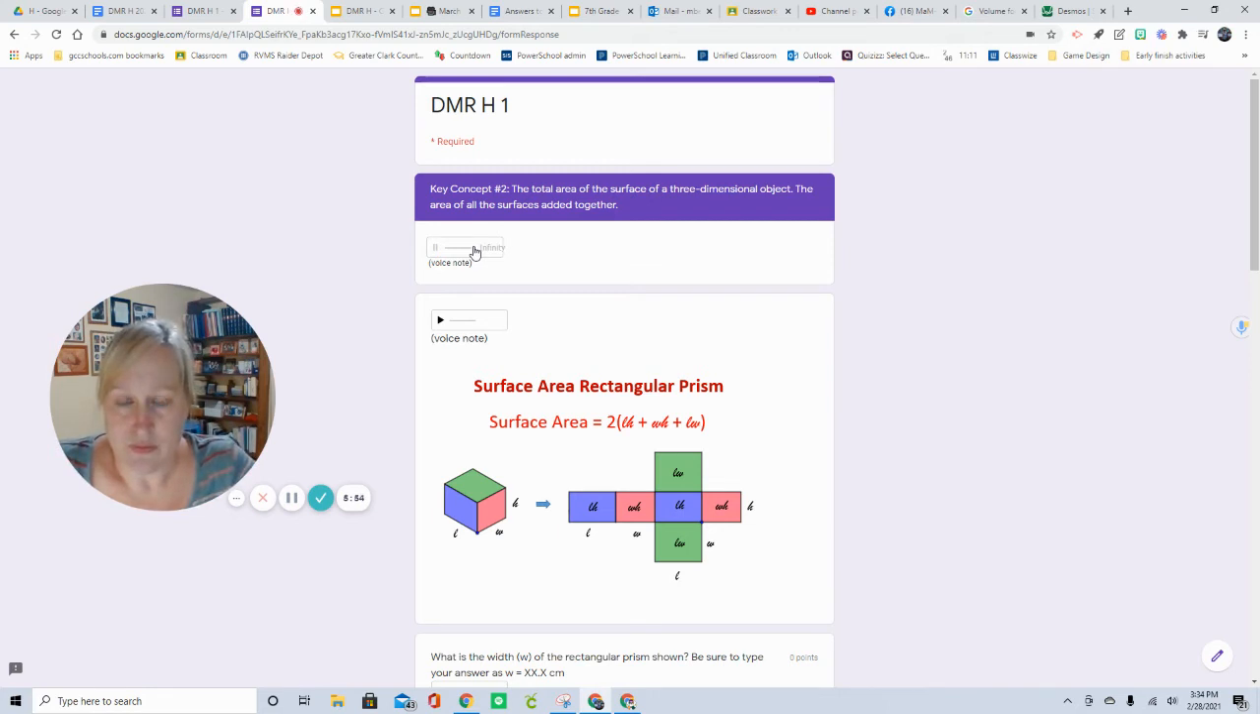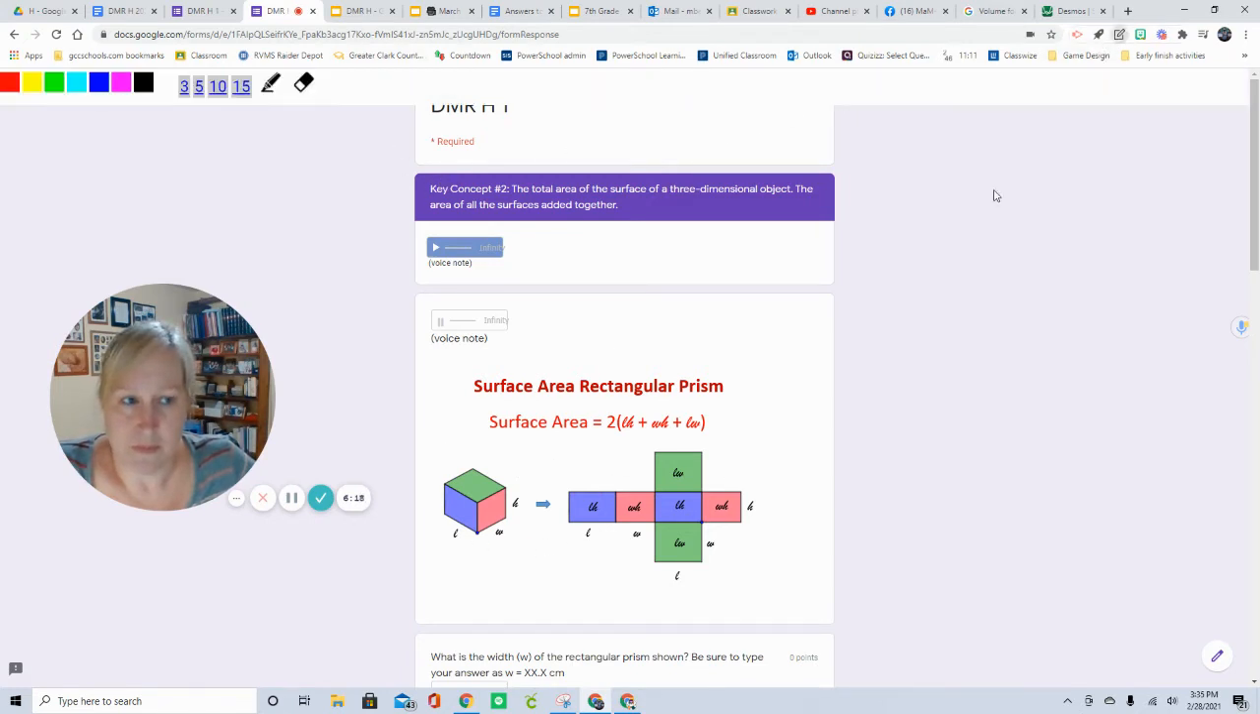Key concept number 2: the total area of the surface of a three-dimensional object is the area of all of the surfaces added together. This picture shows how each side of the rectangular prism has 2 of them. So you use the area formula for all of the rectangles and you add them together. As you determine the length, the height, and the width earlier, you will simply substitute in and solve.